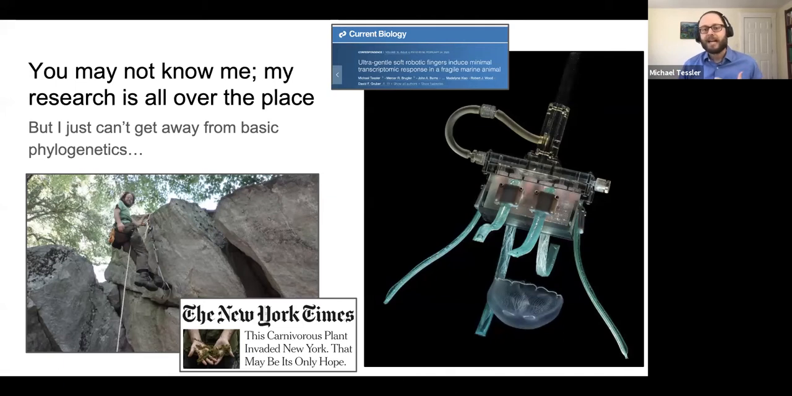But over and over again, wherever I go, I basically always return to phylogenetics. It's the core of what I'm interested in, and it always is just fun and interesting to work on, whether that's the analytical side or the more methodological side as well.